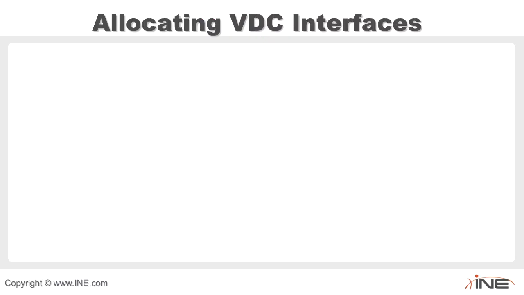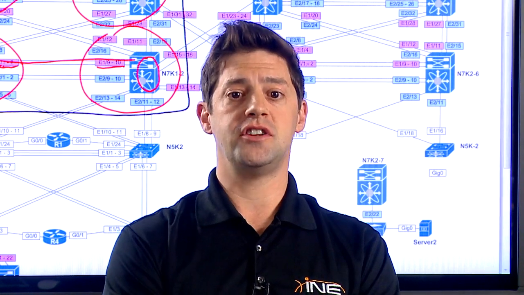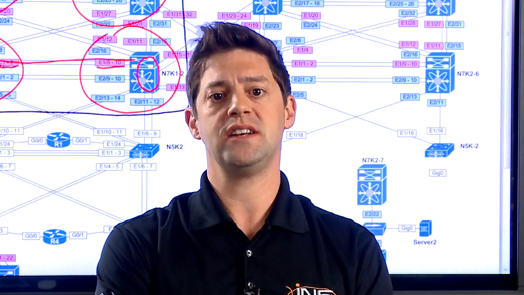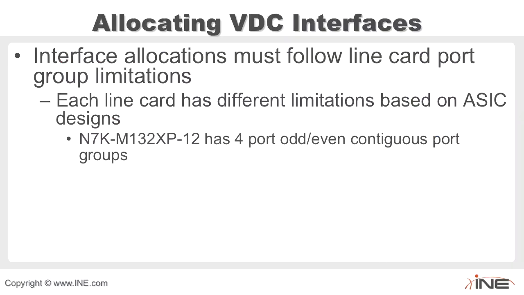So that's kind of a nice feature that you might wish to utilize. Okay, so allocating VDC interfaces. As we've mentioned, they have to follow the ASIC or switch on chip groupings. I can't just allocate port 1/1 if it falls in a 4-port odd contiguous or even contiguously named group. Okay, so each line card has different limitations based on the ASIC.